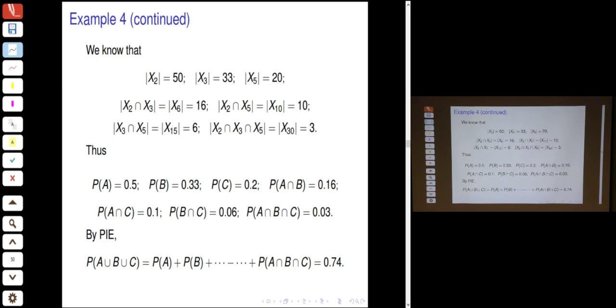So the probability of A is 0.5, which is 50 divided by 100, the size of the event divided by the size of the sample space. And the others are similar, so I will not read them. Then by this PIE, you have to add P(A) plus P(B) plus P(C), take away the two-way intersections, then add the three-way intersection. So in the end, you get this. It's quite big, right? So the probability is 0.74.